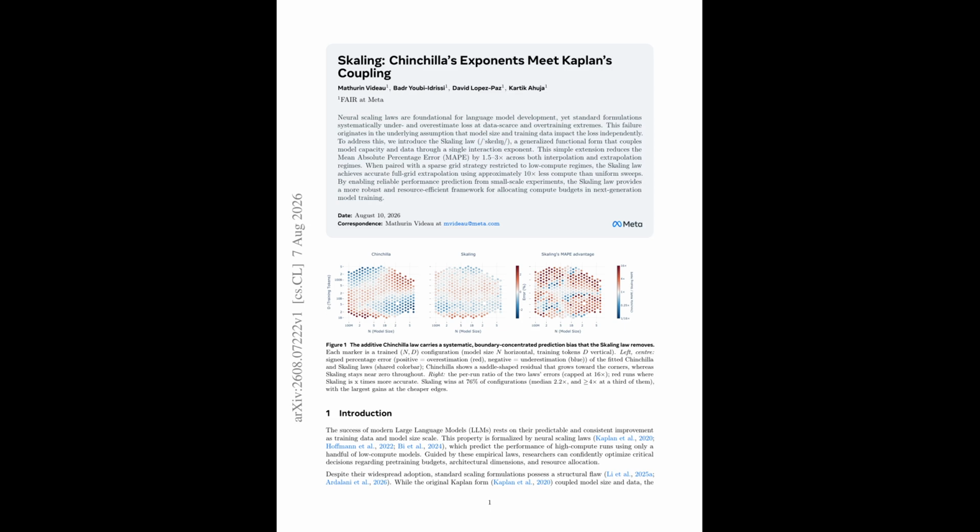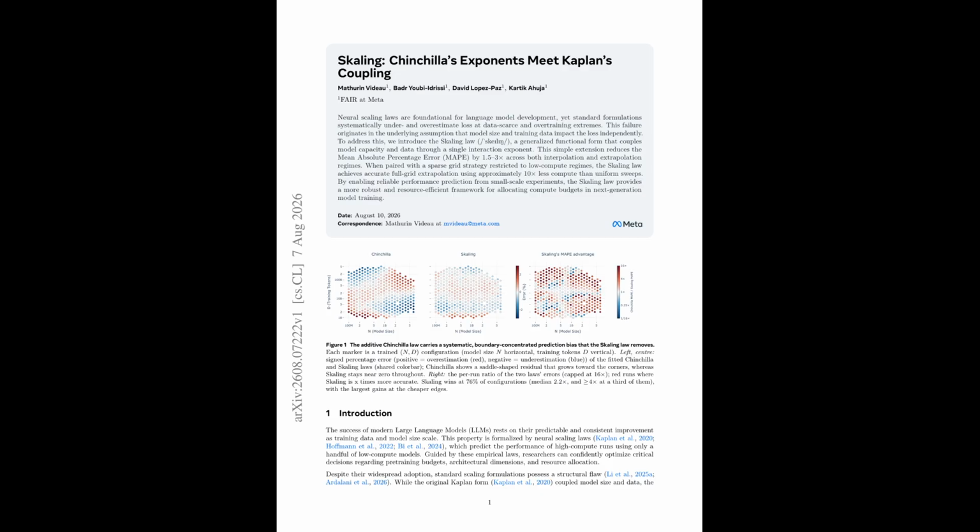Frontier labs typically pick a fixed ratio based on Chinchilla-style guidance and then commit to massive runs, so they never get feedback about whether a different ratio would have been better. This is exactly why more accurate extrapolation from cheap experiments matters so much.